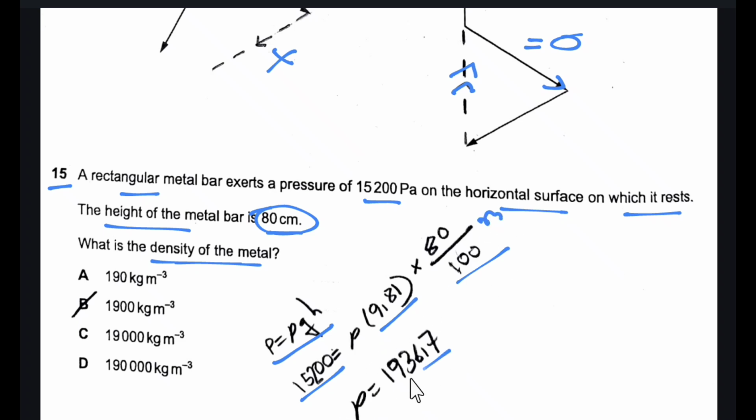After equating this, we find the rho as 1936.7. It is approximately equal to 1900. So the option B is correct.